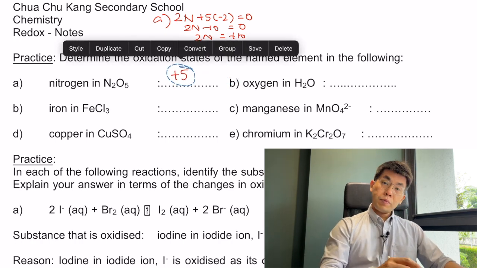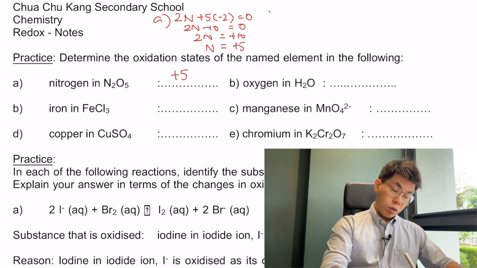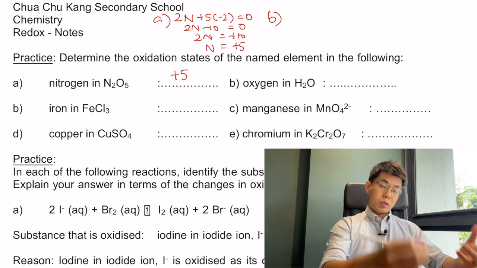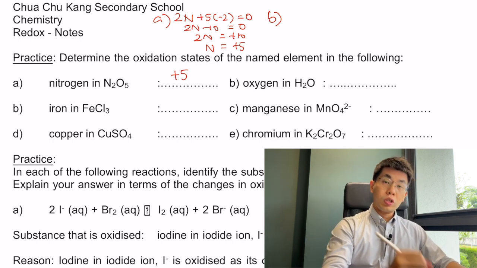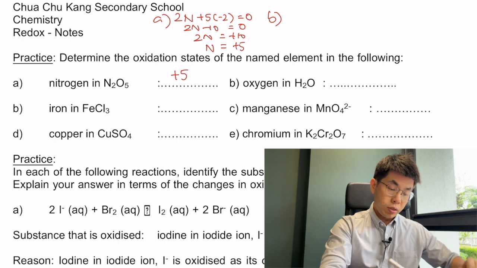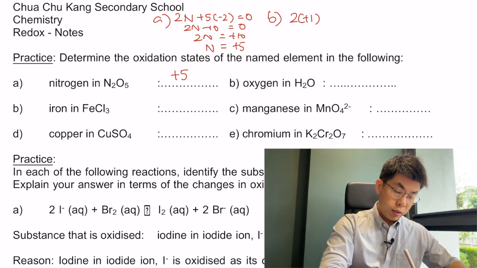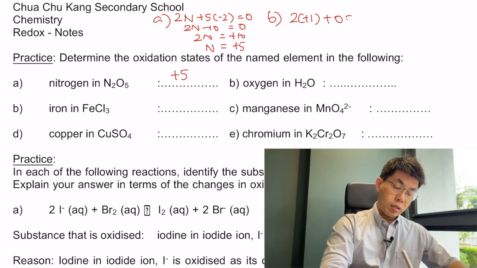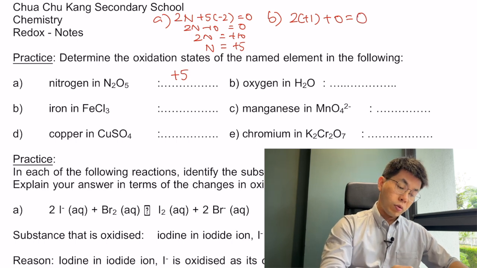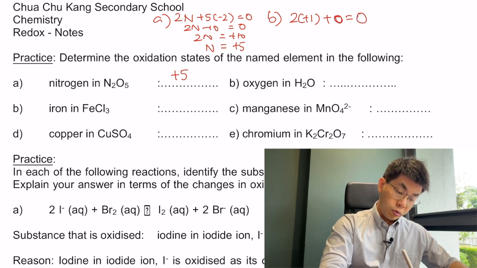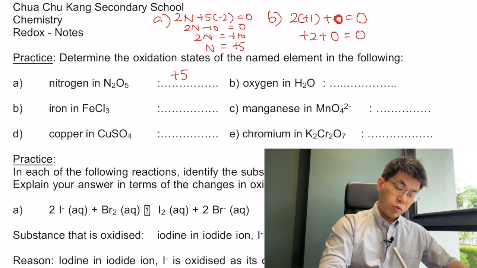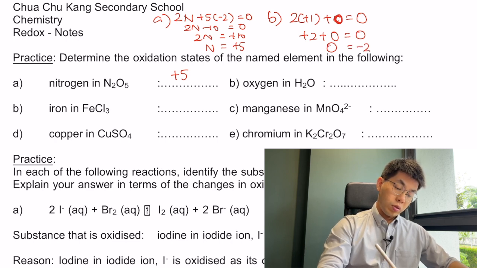Next, B, oxygen in H2O. Similarly, because it's a compound, it equals 0. I want to find oxygen. H is +1, and there are 2 H's, so 2 times +1 plus the oxygen oxidation state equals 0, since the compound is 0. So this is +2 plus oxygen equals 0. So oxygen is equal to -2.